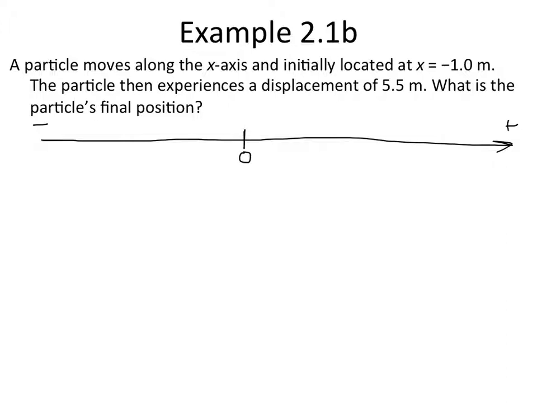And so if we've got a coordinate system, we must have displacement because you can be positive or negative on it. And so, of course, the question is asking us about displacement. So first of all, it is located at x equals negative 1 meter. All right, well, let me just draw some tick marks in here. 1, 2, 3, 4. 1, 2, 3, 4, 5, 6, 7.